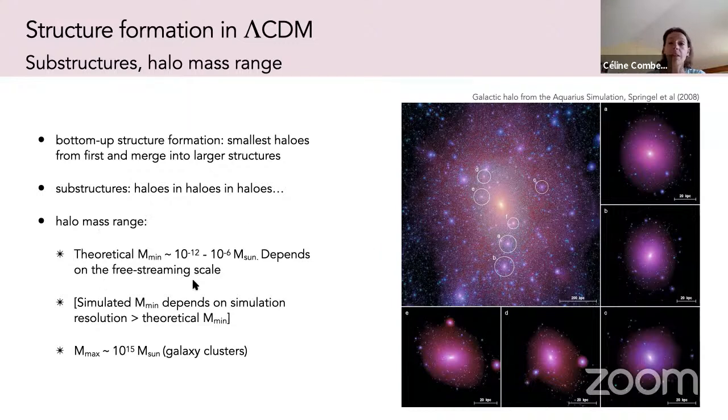And in terms of mass range, we know that the largest halos we can have are galaxy cluster type halos with 10 to the 15 solar masses. But the minimum mass will depend on the free streaming scale of your dark matter model, so this is more uncertain. Typically, people consider 10 to the minus 6 solar masses in most analyses as the minimum mass of dark matter halos you can form. Now, just a word of caution: the minimum mass you get in a numerical simulation depends on the resolution of the simulation. So these two should not be mixed up. Here I'm really talking about the theoretical minimum mass you can have for a halo.